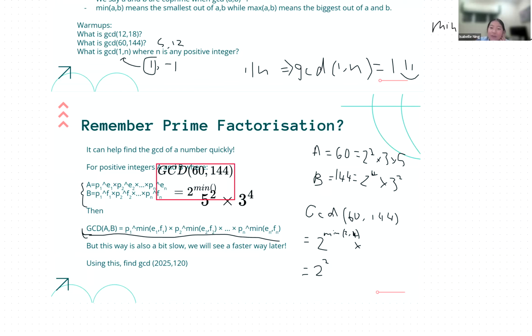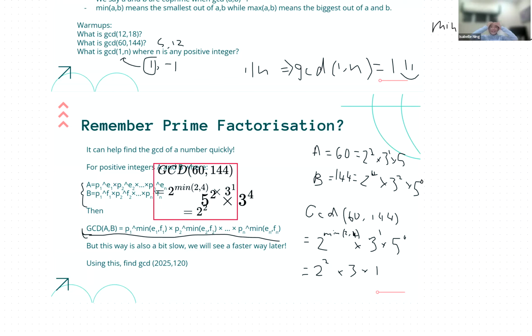And then for 3, you can do the same. 3 is basically 3 to the power of 1. So the minimum of 1 and 2 is just 1, so 3 to the power of 1. And for 144, it's basically 5 to the power of 0, right? Because that's just 1. So the minimum of that is 0. So it's just times 5 to the power of 0. So you end up with 2 squared times 3 times 1, which ends up being 12.